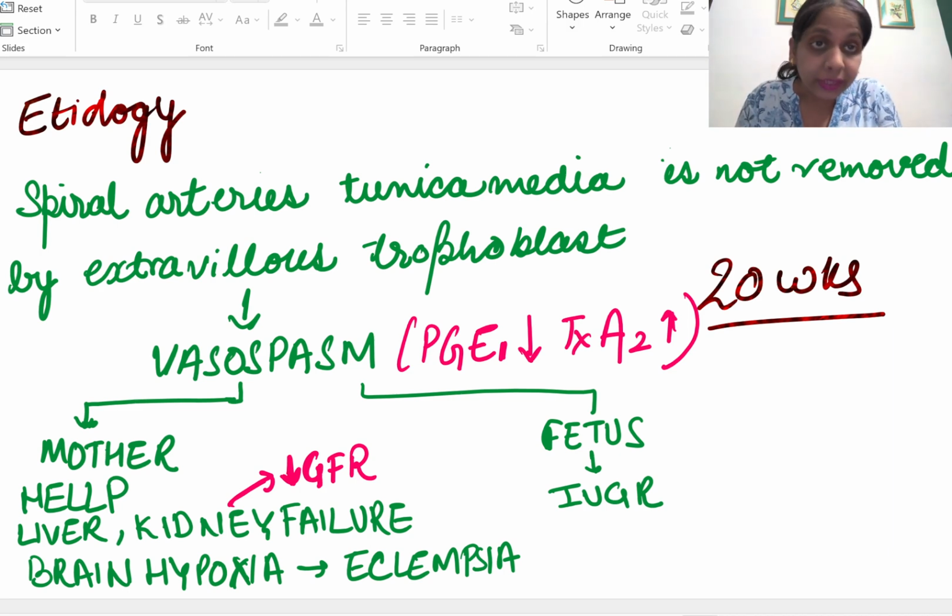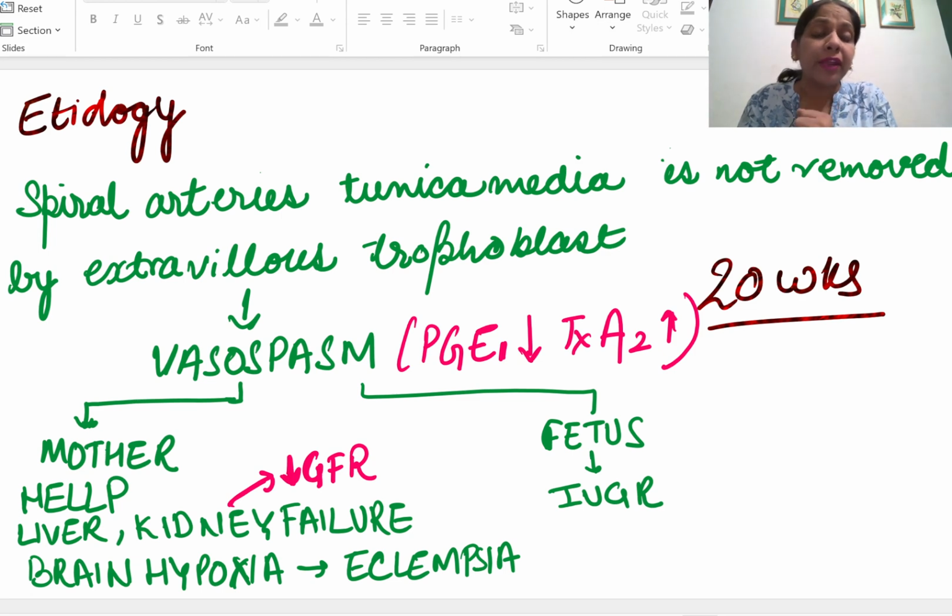20 weeks. If this invasion does not occur, then the whole spiral arteries go into vasospasm, and this vasospasm occurs slowly in the whole mother's body and also in the fetus. Okay, if it occurs in the fetus, it will cause IUGR.